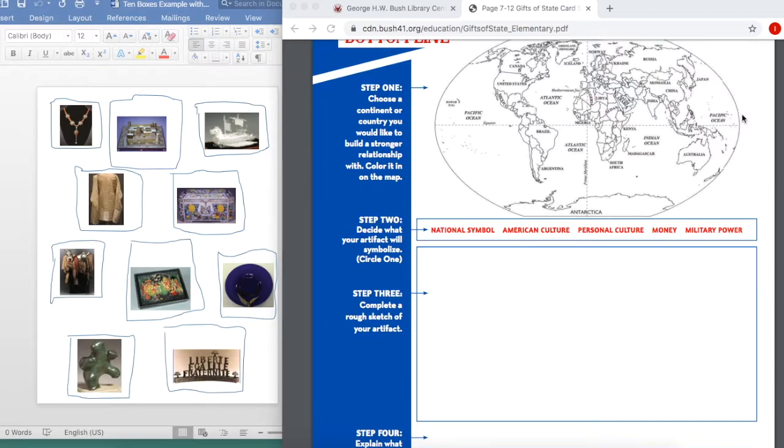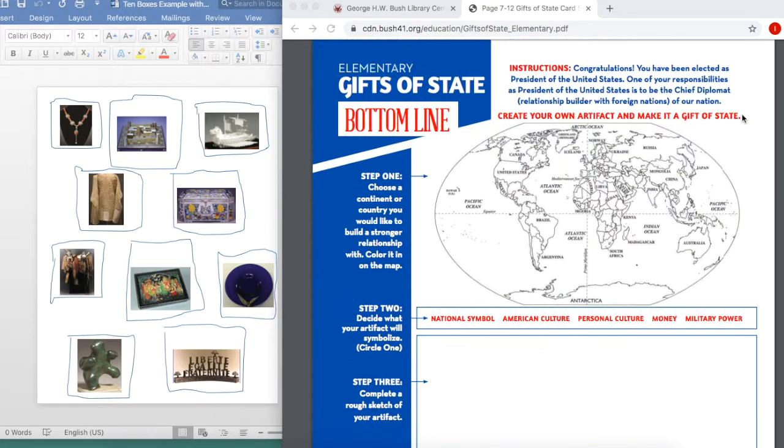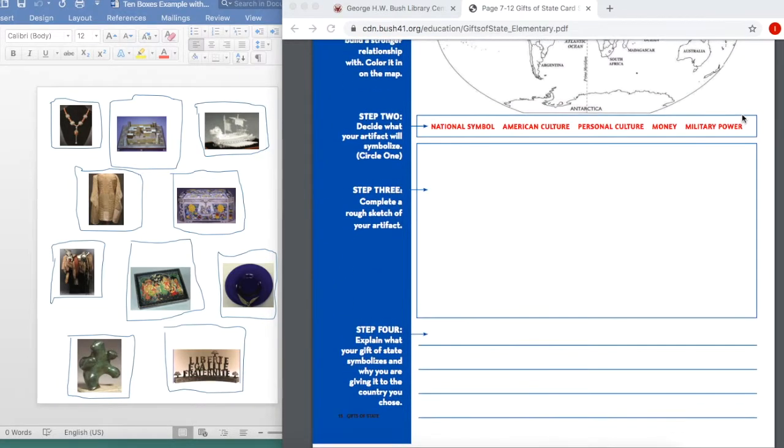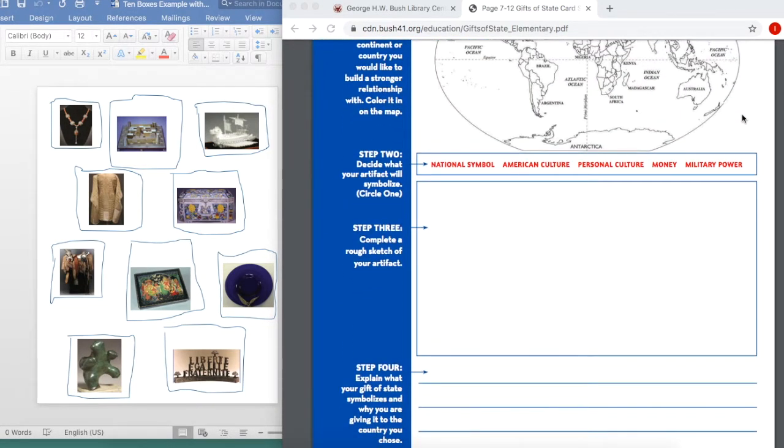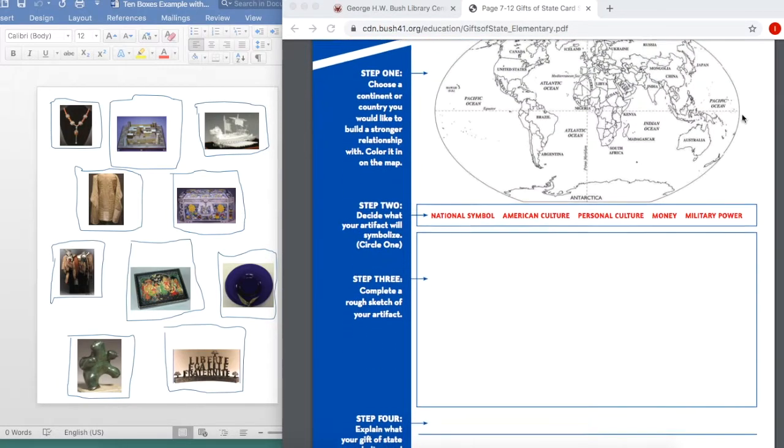You're going to bring that sketch of yours to 3D life. That means whatever you draw, you're going to take these 3D materials, such as the newspaper, the cardboard, and the yarn, and you're going to use glue or tape or whatever you have on hand, with parent permission, and you are going to build your gift. All right, so that is the challenge I am setting forth for you today: to handmake a gift of state for the country of your choice.